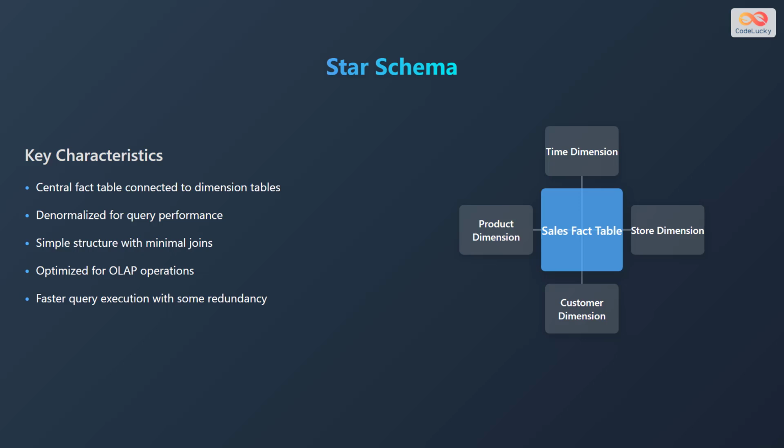Star schemas are optimized for online analytical processing, OLAP operations, which are designed for fast data retrieval and analysis. They offer faster query execution, but with some redundancy due to the denormalized nature.